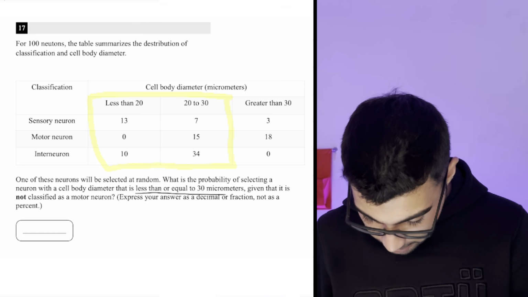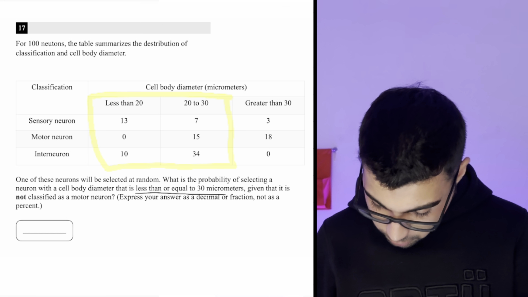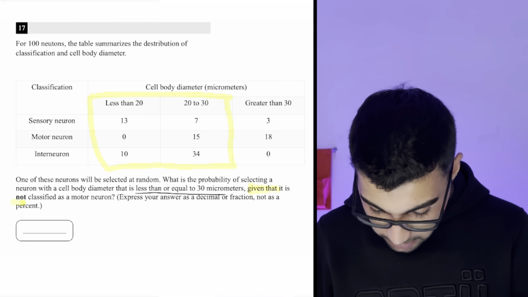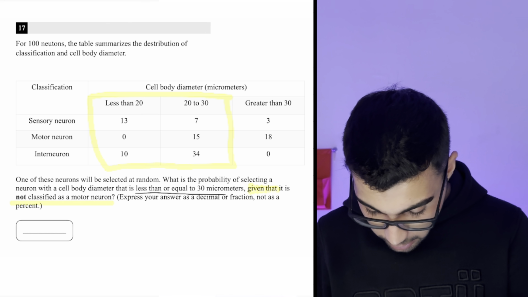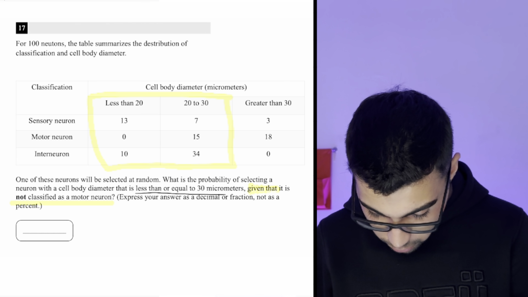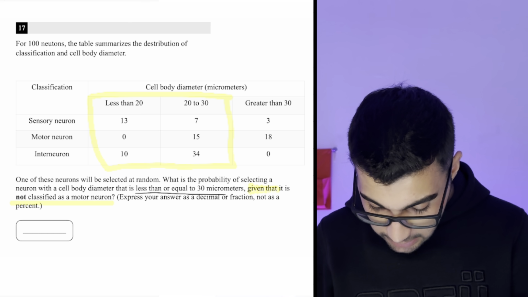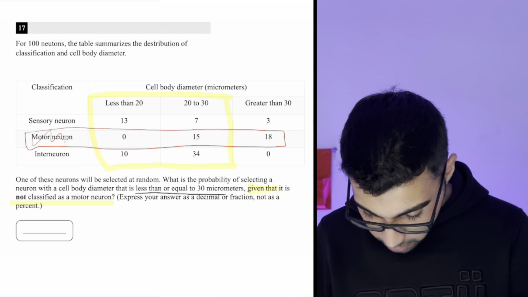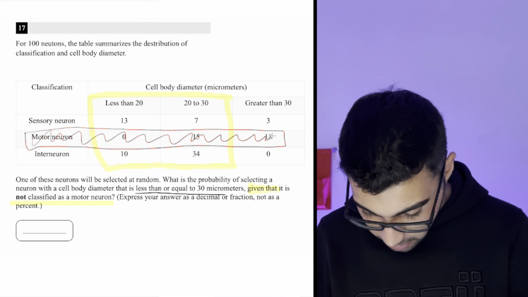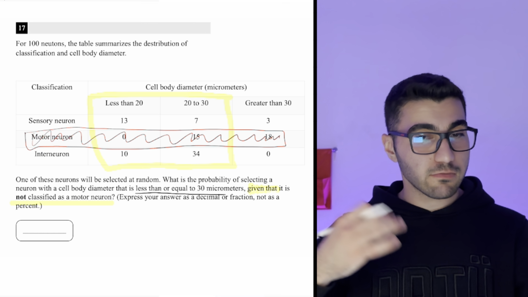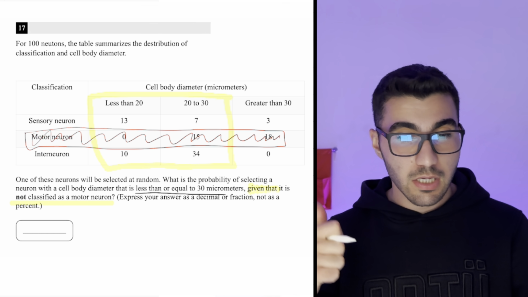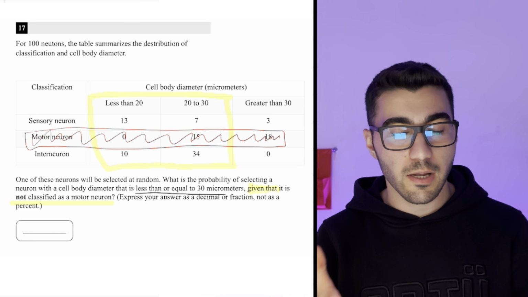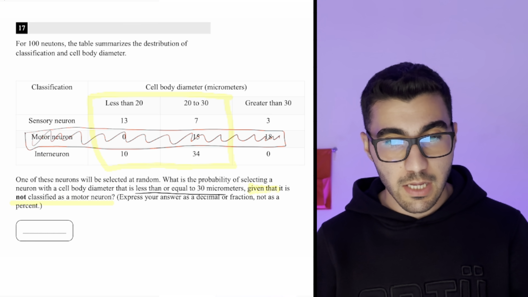Okay. And here is the important, the magical keyword: given that it is not classified as motor neuron. So not classified as motor neuron. So I'm not selecting from motor neurons. So I'm just taking this out. This is out. Not given that it's not here. So we don't even select from those. So we're not gonna consider those, and we don't consider those in the total number of the neurons, right?